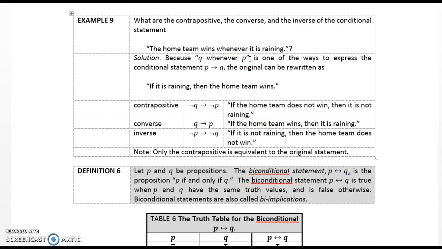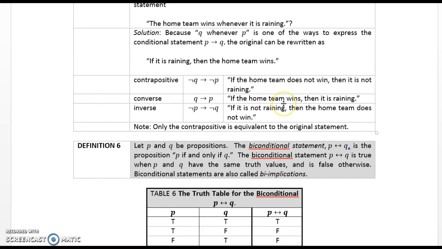What are the contrapositive, the converse, and the inverse of the conditional statement "The home team wins whenever it is raining"? Solution. Because "Q whenever P" is one of the ways to express the conditional statement P implies Q, the original can be rewritten as "If it is raining, then the home team wins."